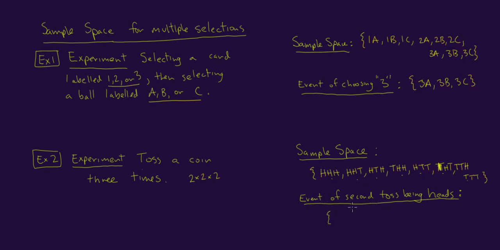And the event of the second toss being a head would be these ones, right? All of the ones that have a head in that second slot. So that event would look like HHH, and then there would be HHT, then you'd also have the THH, and finally you would have the only head being in the middle with the THT. Hopefully you got the same answer.